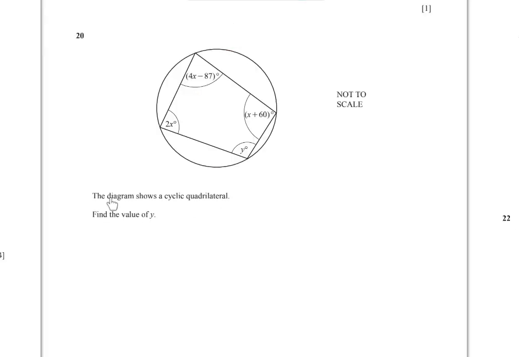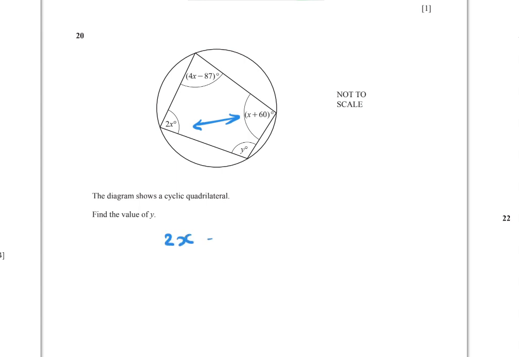20. The diagram shows a cyclic quadrilateral. Find the value of y. The opposite angles in a cyclic quadrilateral add up to 180. So 4x minus 87 plus y equals 180, and 2x plus x plus 60 equals 180. So we can start with this equation.